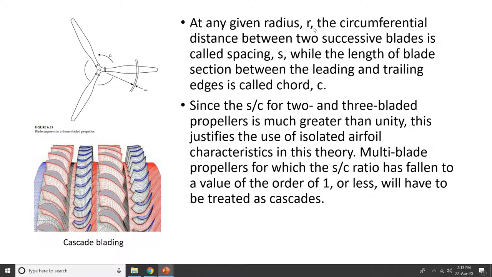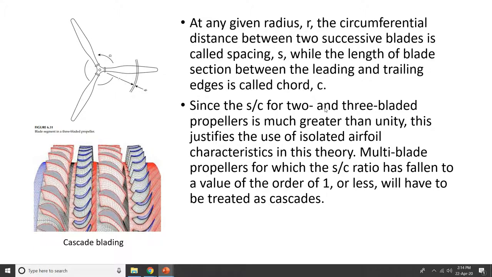At a given radius r, the circumferential distance between two successive blades is called spacing. The distance between this blade and this blade is called the spacing, denoted as s, while the length of the blade section between the leading and trailing edge is called the chord. So this distance you call the chord, and this is called the spacing. When you design a propeller, you need to take into account the ratio S by C, spacing divided by the chord.